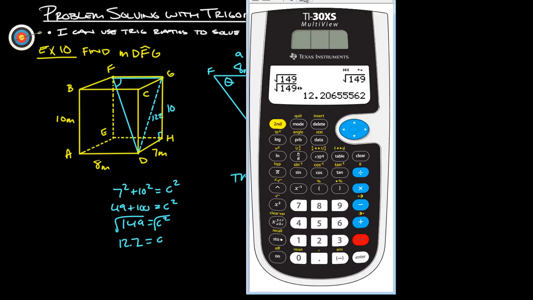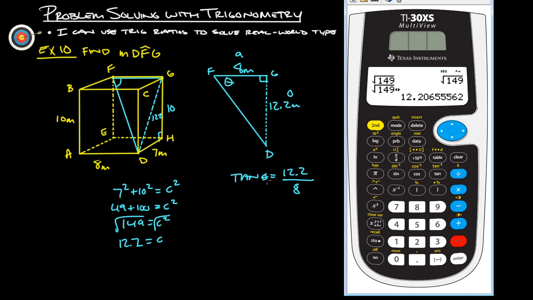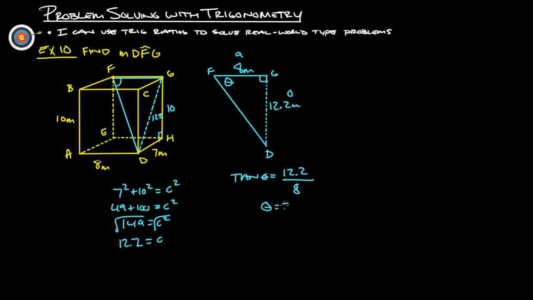Okay, so bring up our calculator. Whenever we're looking for an angle, we always do second. So second tangent of 12.2 divided by 8 gives us that angle is 56.7 degrees. Okay, so that's that angle right there.